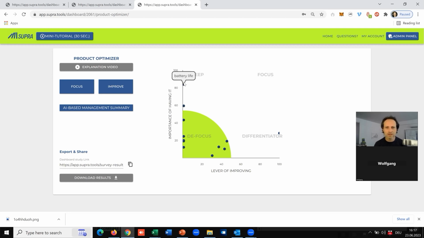It only means make sure you have it, right? Make sure you have battery life. Make sure you have a good display resolution. Okay. That's all what it means.